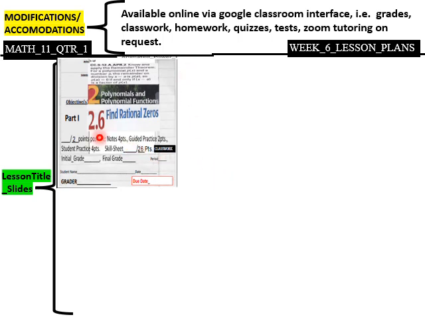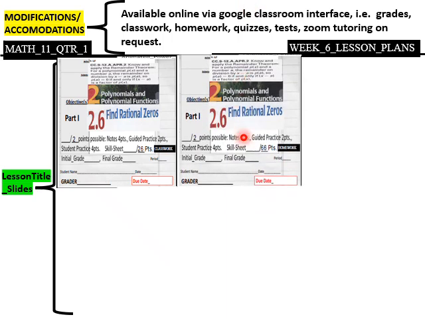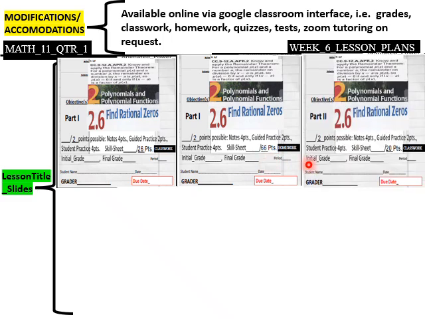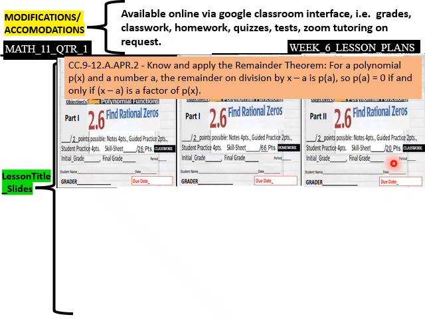And then we go into 2.6 for week 6. Part 1, classwork, 26 points, 2 points note taking. And we go 2.6 part 1 homework. We got 66 points here of homework. And then 2.6 part 2 classwork, 20 points.